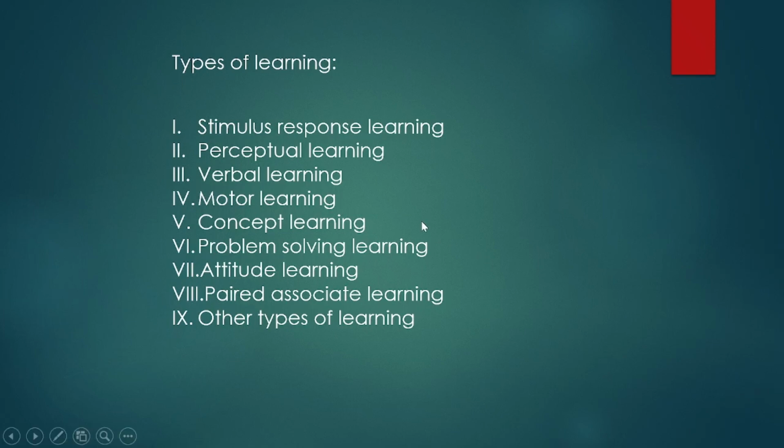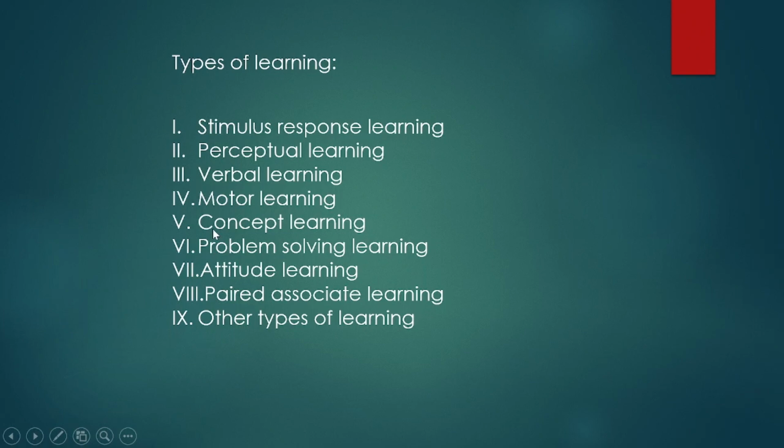Then coming to motor learning, the fourth type of learning. In this, we use motor skills in order to learn things. For example, learning to walk and swim. Then the fifth type of learning is concept learning.